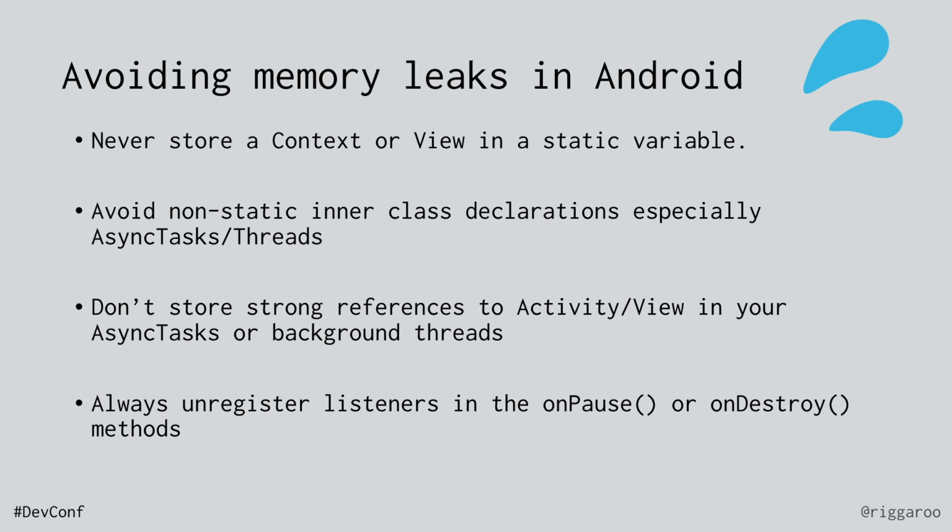So there's a lot of things that you can look at. I've done a whole blog post on how to avoid memory leaks. And the last one to remember is to always unregister your listeners in your onPause and onDestroy methods. There's a link to it at the end to go read more about memory leaks. But there's one thing, never store context in a static variable.